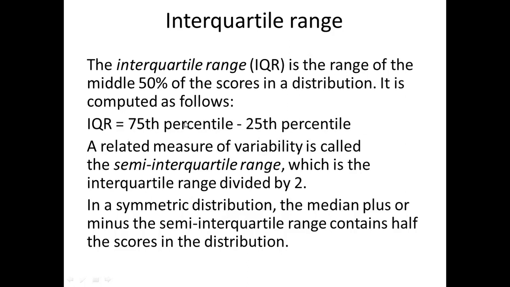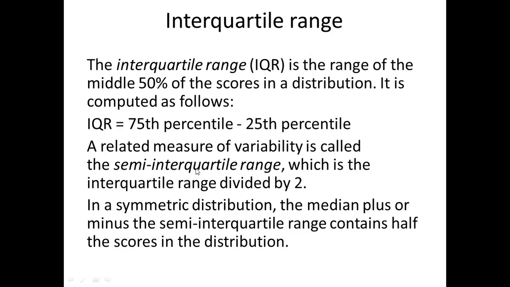One related topic to the interquartile range is the semi-interquartile range, which is the interquartile range divided by 2. Once we get the middle 50% of a particular distribution of scores, we can divide it further into two equal halves, which is dividing it by 2, and that gives us the semi-interquartile range.